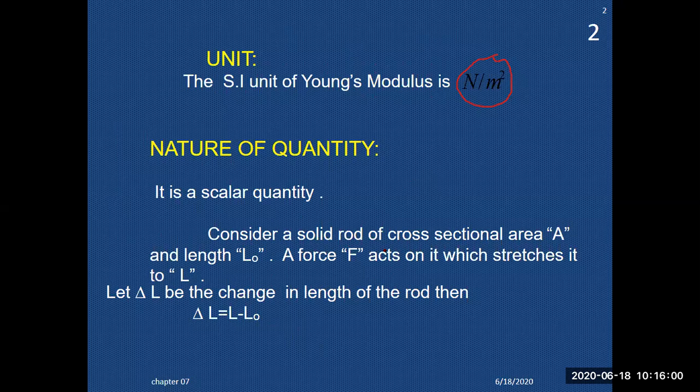Then consider a solid rod of cross-sectional area A, and the length of that rod is L naught. A force F acts on it, which stretches it. Let del L be the change in length of the rod. How much length you have increased, and from where you have increased, that will be the change in length after application of the force. So this is del L.